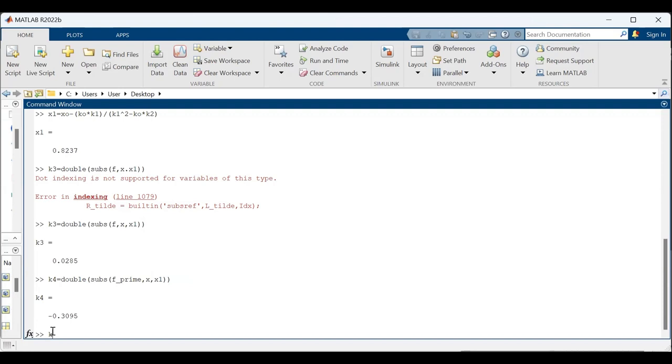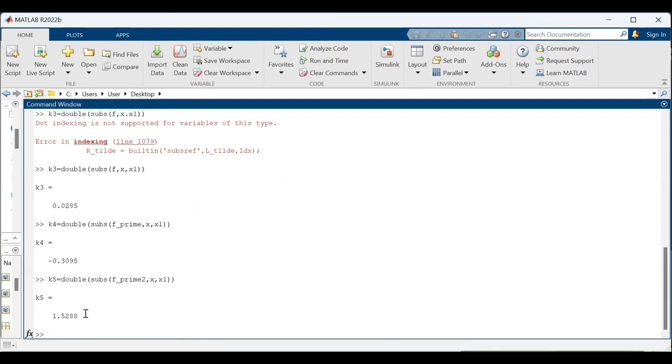And then I also need to find the substitution for this second derivative. I'll call it K5. So the K5 will be equal to, again, double, and then sub, and then I'm substituting this now, the second derivative, which is f prime 2, x, comma, of course, I'm substituting x1 in all these.